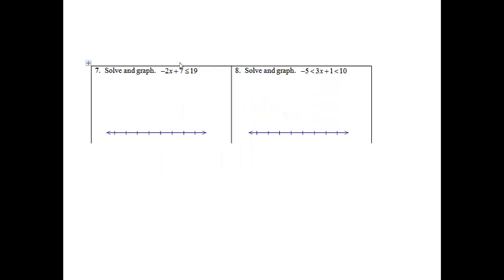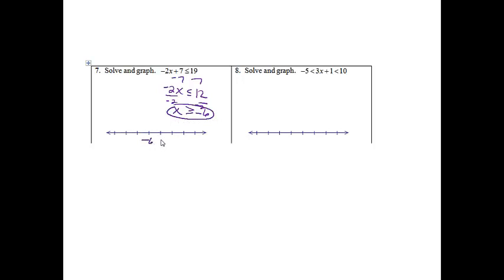Number 7, solve and graph. We have negative 2x plus 7 is less than or equal to 19. So I will subtract 7 from both sides to start with. I'll get negative 2x is less than or equal to 12. I'll divide by negative 2, so I'll get x, negative 6, and since I divided by a negative, the less than or equal to sign is going to change to a greater than or equal to sign, so that's my answer.